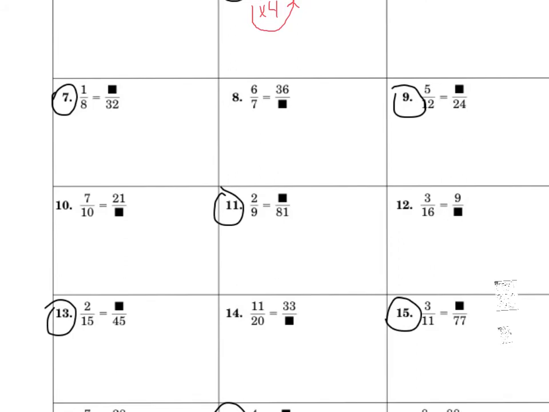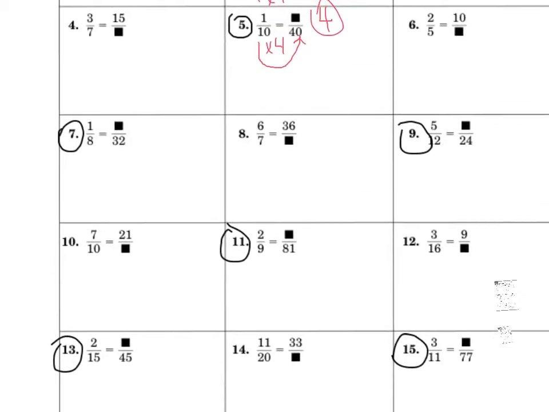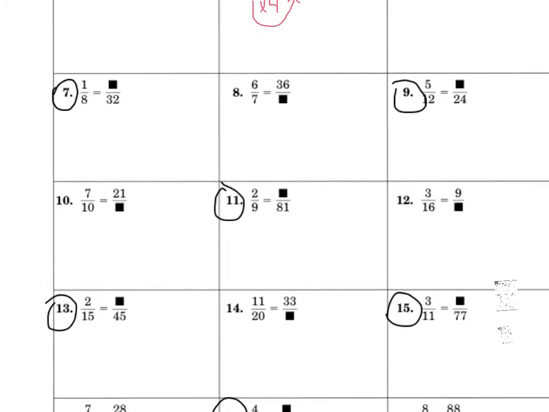If you want to work the rest of these without me talking, you are welcome to. You may pause it and work the rest of these, and I'm going to keep teaching for those that need more support. 8 times what equals 32? 8 times 4. So that means that we multiply the numerator by 4. 1 times 4 is 4. So that means that that would be 4 over 32.